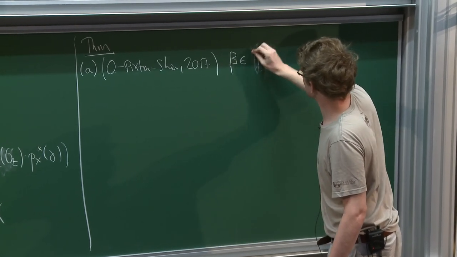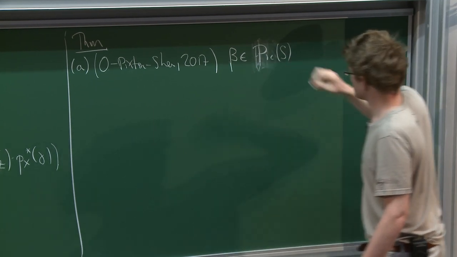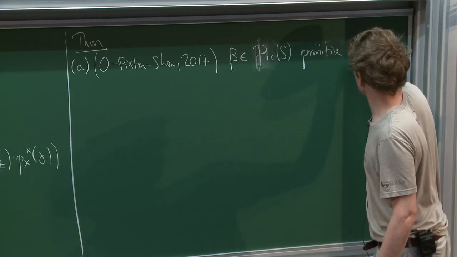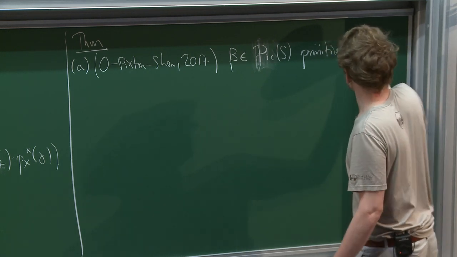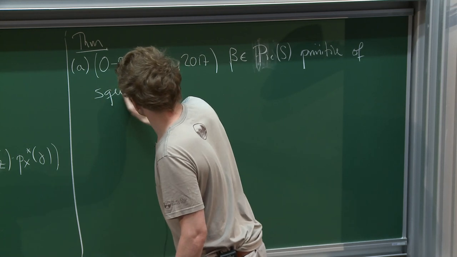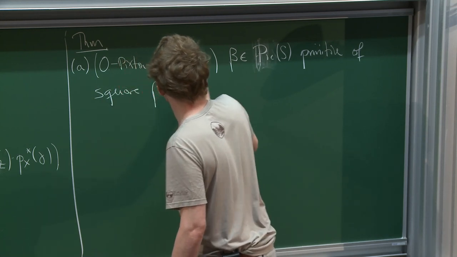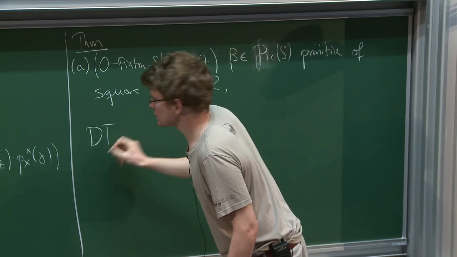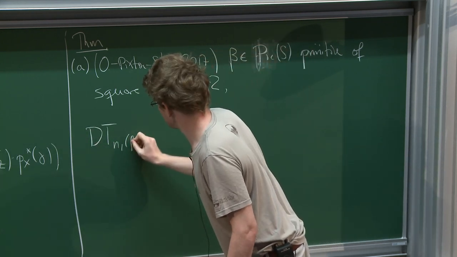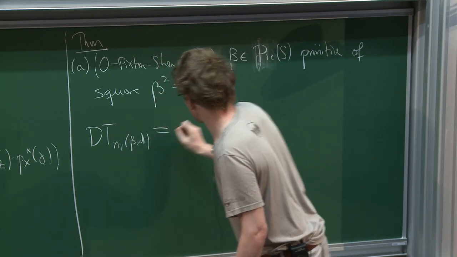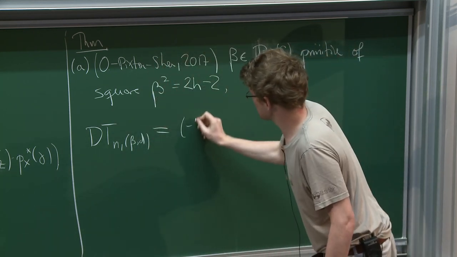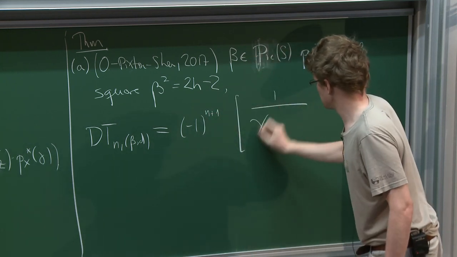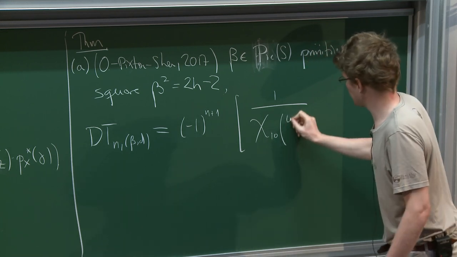So that will be always primitive. So let me just write Picard group here. So this is primitive of square 2h minus 2. Then this DT invariant is easily computed as follows. Just given as a certain coefficient, so there's a sign here which doesn't play a role. And then there's a certain coefficient of one over this Igusa cusp form.